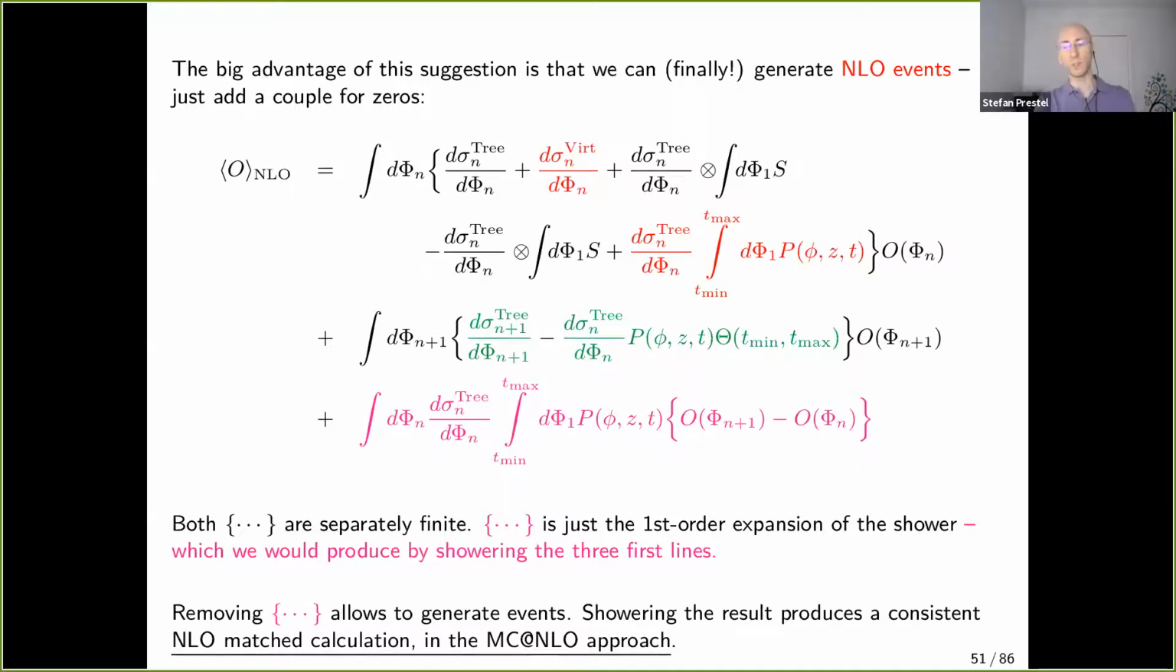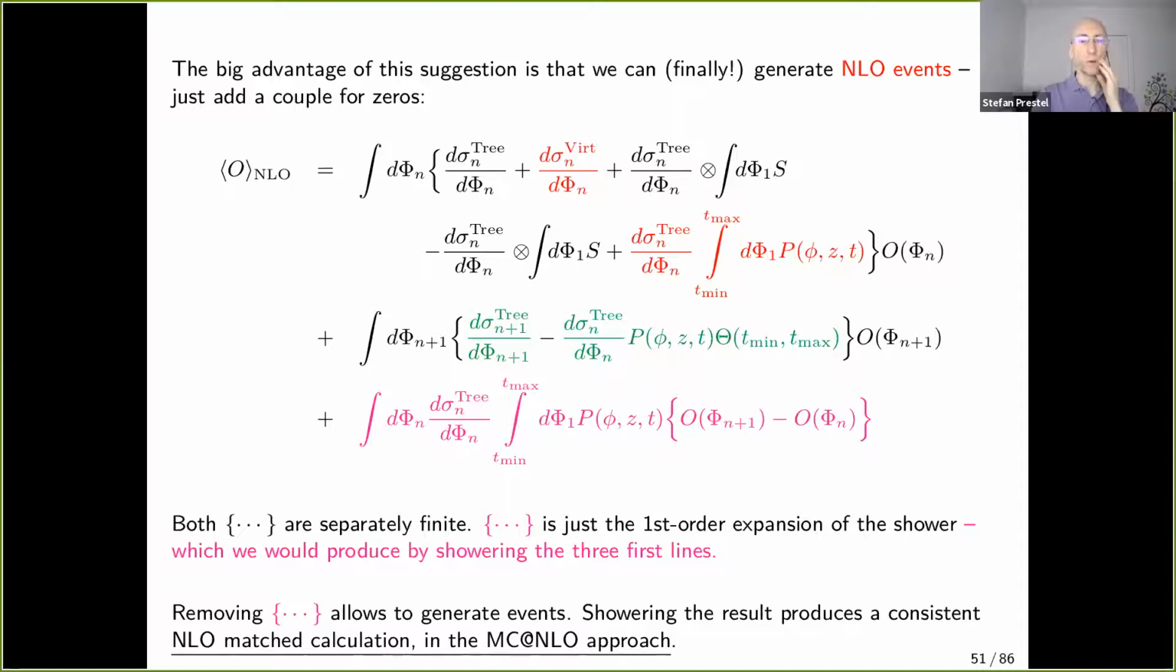So this allows us to generate events because these brackets are separately finite. And it makes sure that once you start, the parton shower fills in the remaining pieces of the quote-unquote zeros that I've added in order to reproduce the correct next-to-leading-order cross-section. This is called a next-to-leading-order matched calculation, within the MC@NLO approach. So I'm checking how I am doing with time. I have maybe 15 minutes, so not too bad.